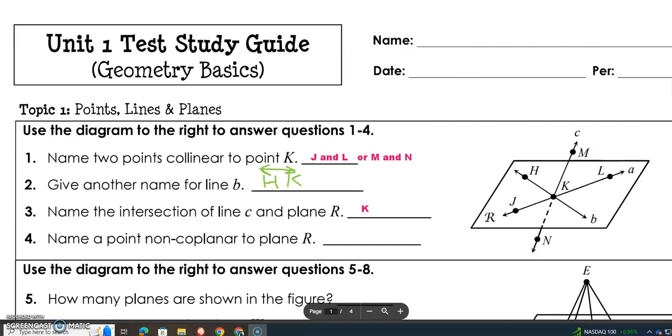Okay, name a point non-coplanar. That means not on the same plane as plane R. Okay, non-coplanar, something that is not on plane R. So that could not be any of these points that are on the plane. It would have to be either the point M, which is above the plane on this line C, or point N, which is below the plane, which is on line C. So we're just going to say that we've got point M or N.